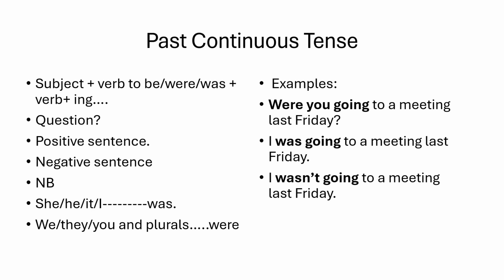So, past continuous tense. Formula: subject, verb to be, were or was, plus verb plus ing. Again, you have an example of question, positive sentence, negative sentence. And note this time with singular, she, he, it, I, we use was, and with we, they, you, and other plurals, we use were.